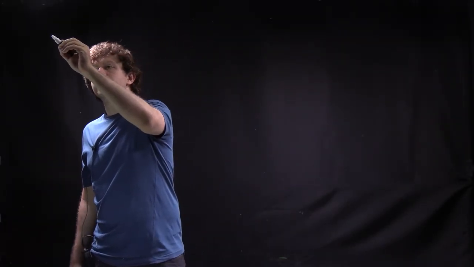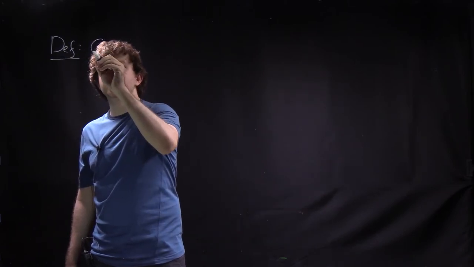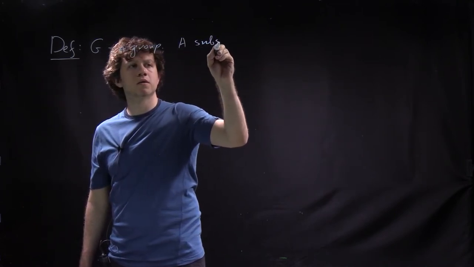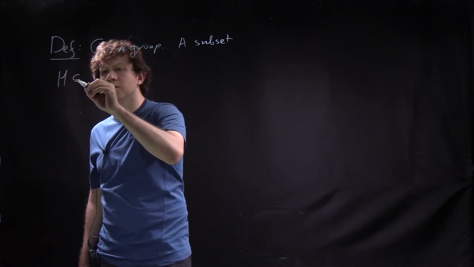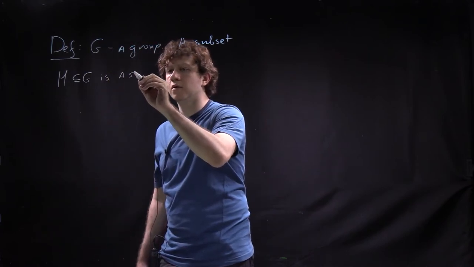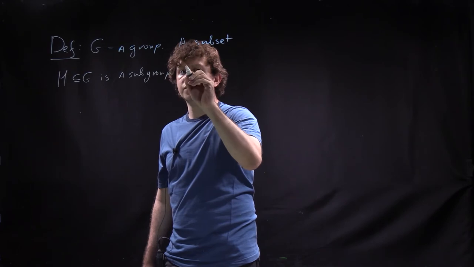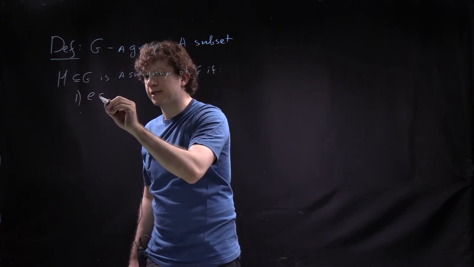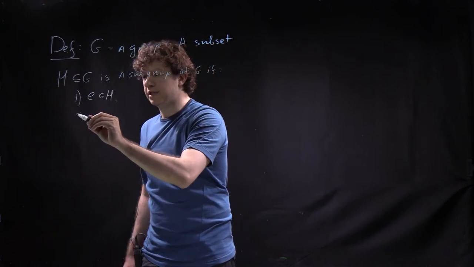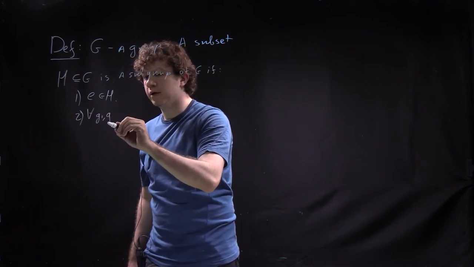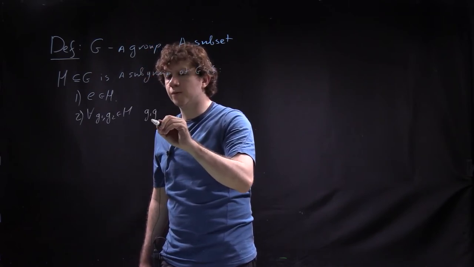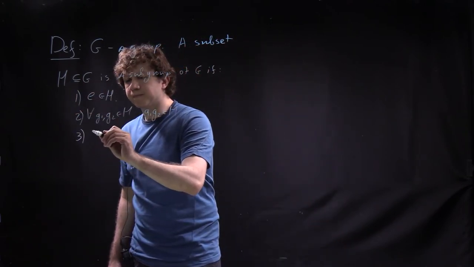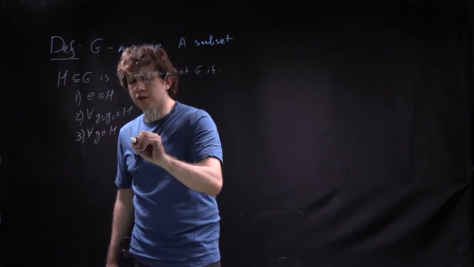Very general definition. So let G be a group. A subset H inside G is a subgroup of G if, first, that's certain elements in G. First requirement is that the identity element is inside H. Second requirement is that for any two elements g1, g2 in H, when you multiply them, you will also get an element of H. You will definitely get an element of G, but you want to get an element of H back. And finally, for any element g in H, g inverse is inside H.